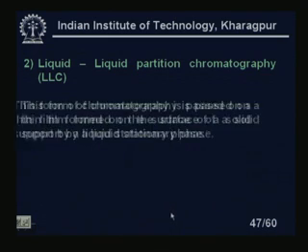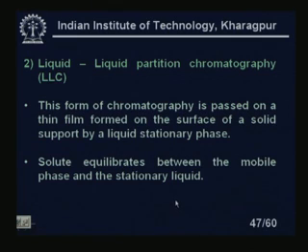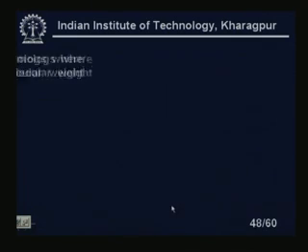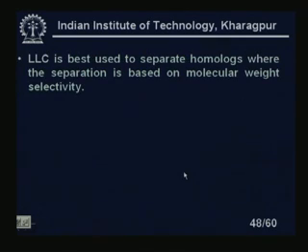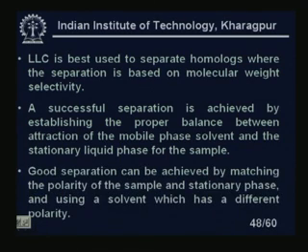Liquid partition chromatography. This form of chromatography is based on the thin film formed on the surface of a solid support by a liquid stationary phase. Clear? The solute equilibrates between the mobile phase and the stationary liquid. LLC is best used to separate homologues, where the separation is based on molecular weight selectivity. A successful separation is achieved by establishing the proper balance between the attraction of the mobile phase solvent and the stationary liquid phase for the sample. Good separation can be achieved by matching the polarity of the sample and the stationary phase and using a solvent which has a different polarity.